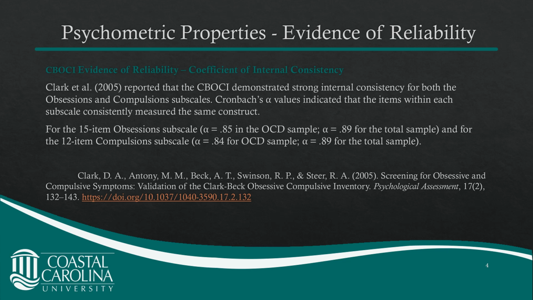For the 12-item compulsion subscale, it had an alpha value of 0.84 for the OCD sample and an alpha value of 0.89 for the total sample. For reference, an alpha value of 0.9 and above suggests excellent internal consistency for an instrument.